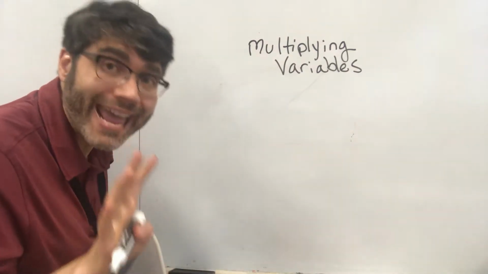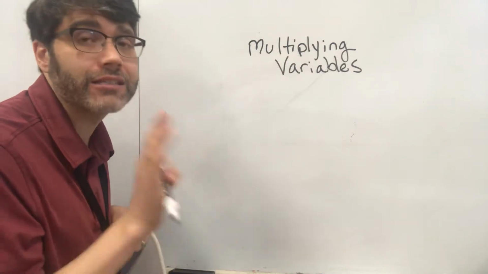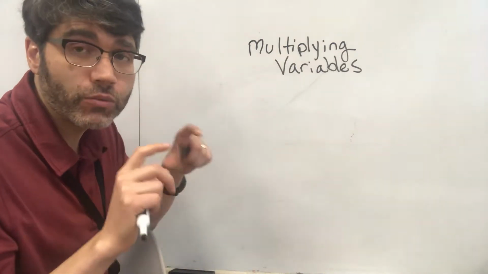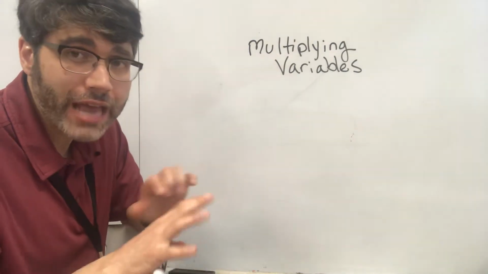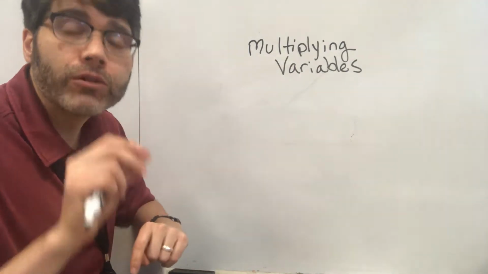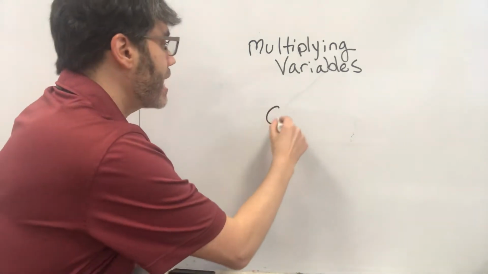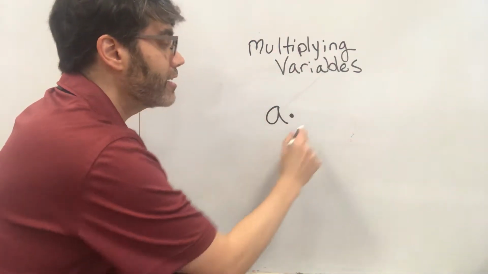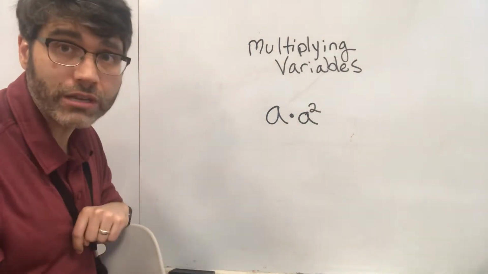But you can still multiply them. You can still divide them. So when we talk about you can't combine like terms, we're just talking about you can't add and subtract. Multiplication and division, that's fine. So if you had A, not plus, but times A squared. Yes, we can do something here.